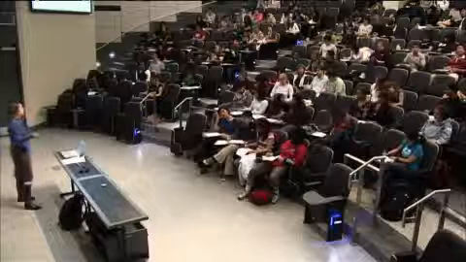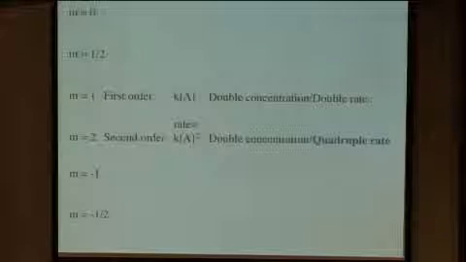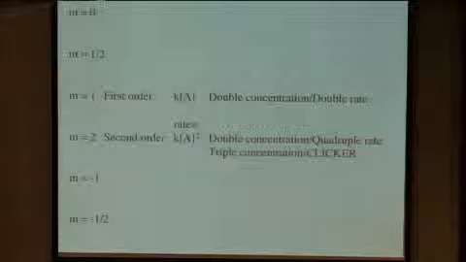So you should quadruple the rate. So what about if you triple the concentration? Why don't you go ahead and tell me, if you triple it for m equals 2, what would happen to the rate?